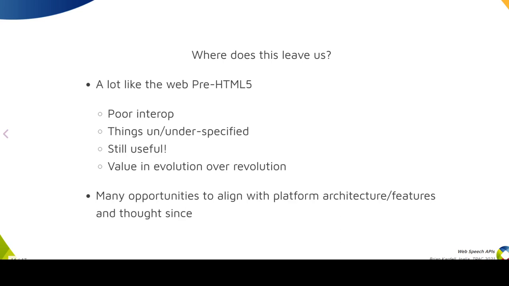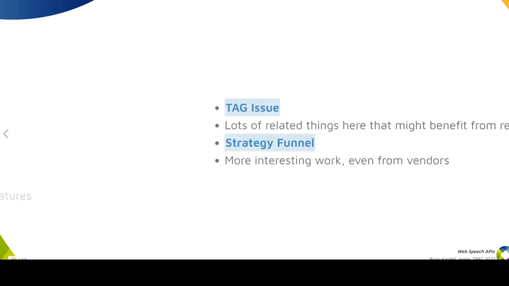But here, I think that the lesson that we can learn is that there is value in evolution over revolution. We can iterate on these things. We can improve them. We can learn lessons to paper over them and experiment with what better APIs might look like. We can slowly add better primitives. I think there are many, many opportunities to align with new platform architecture since then, new features and thought in the platform since then. And I think we should do it.